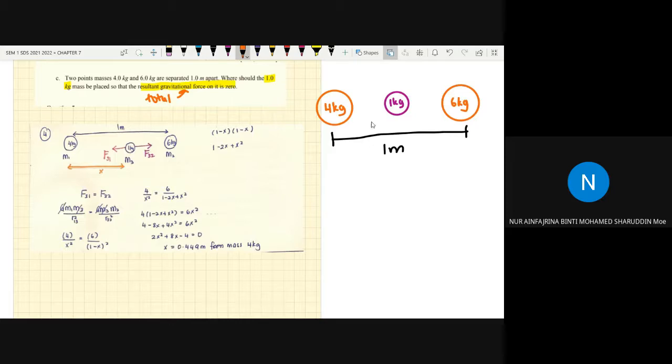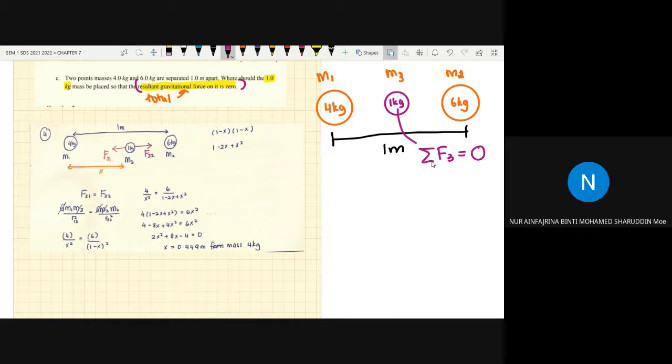Okay, contohnya Miss label ini mass 1, mass 2 and mass 3. Tak apalah Miss nak ikut dia mass 3. Okay, so maksudnya sekarang dia nak total gravitational force dekat mass 3 awak adalah kosong. So ini yang maksud dia. Must be placed so that the resultant gravitational force on it, on mass 1 kg, is zero.